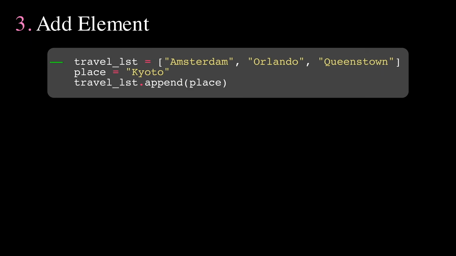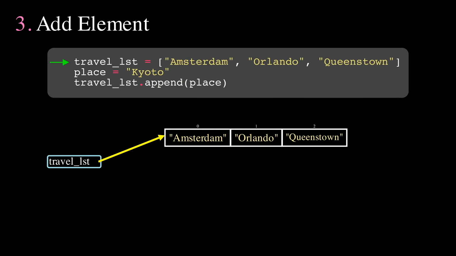One thing notable to mention, when we append a variable to a list, we're appending its value rather than a symbol. The variable place stores the string Kyoto. If we append place to travel list, the string of Kyoto is added to the end. However, if this is your mental image, you'll be incorrect.